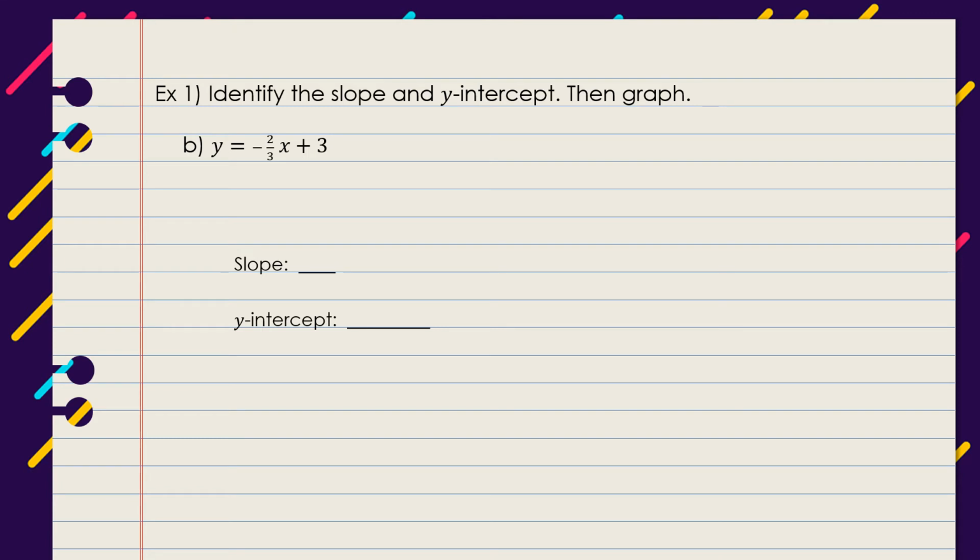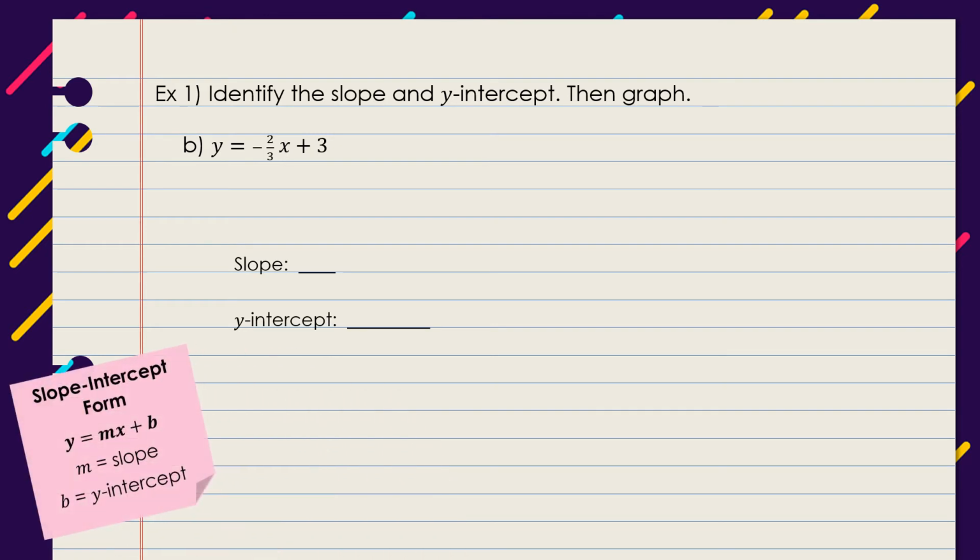Example 1b. Again, we are asked to identify the slope and y-intercept and graph the equation. Our new equation this time is y equals negative 2/3 x plus 3. As a reminder, here's our slope-intercept form, y equals mx plus b, where m equals slope and b equals the y-intercept. Looking at this equation, notice that the number attached to the x is negative 2/3, which is in the place of m, so our slope is negative 2/3.